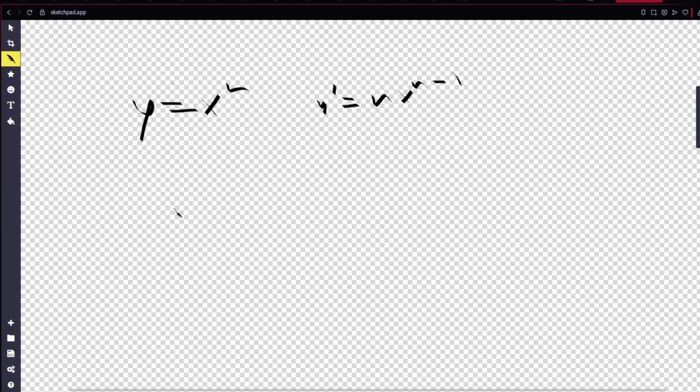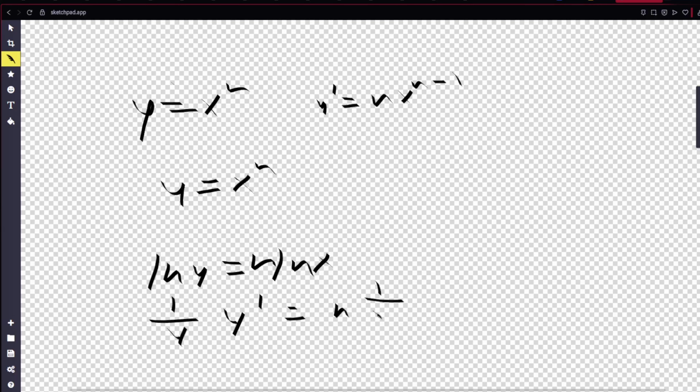So we'll start with y equals x to the n. Then what we're going to do is logarithmically differentiate both sides, or log both sides, or ln, I guess would be the proper term. Remember, you could just pull the n out front. This is going to be 1 over y times y prime if we implicitly differentiate both sides with respect to x. And that's just going to be n times 1 over x, which is just the same thing as n over x.